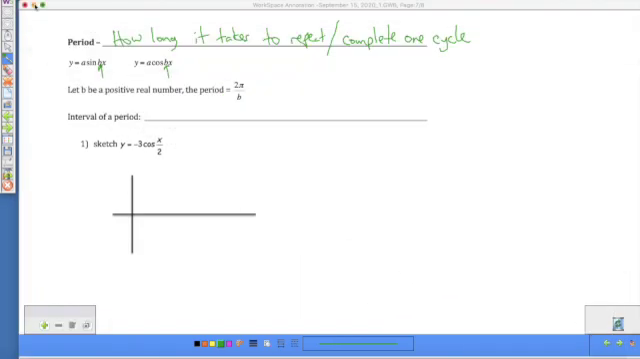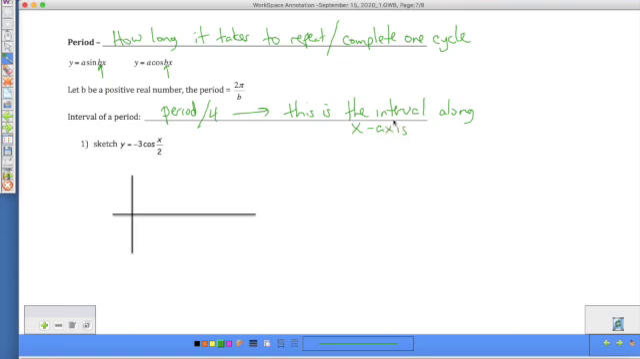So b is the positive real number. The period is 2 pi divided by b. Now the interval of a period is your period divided by 4. What's nice about this is the interval along the x-axis. This is what we're going to label the x-axis.